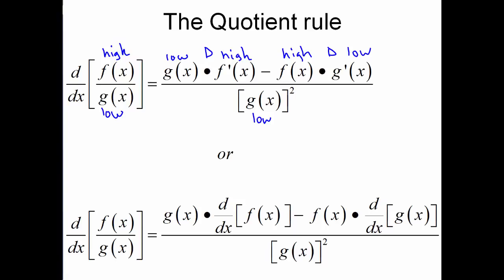Okay, and these two mean the same thing. It's just different representation. I'm using f prime here to represent take the derivative of f. Over here I'm using the notation d over dx. So these two mean the same thing, just written in different notation. But just remember this saying for the quotient rule: low d high minus high d low all over low squared. Okay, so let's use the quotient rule now and see it in action.